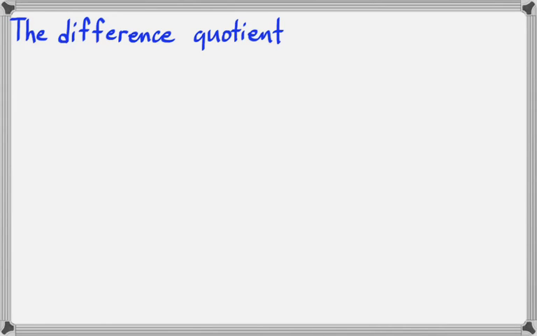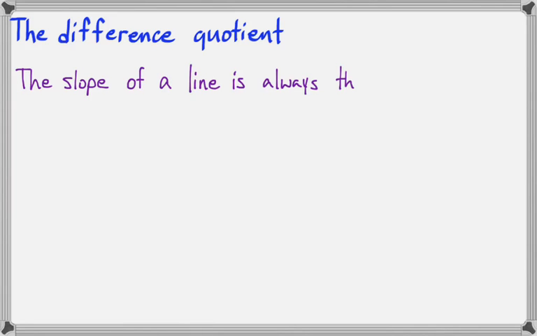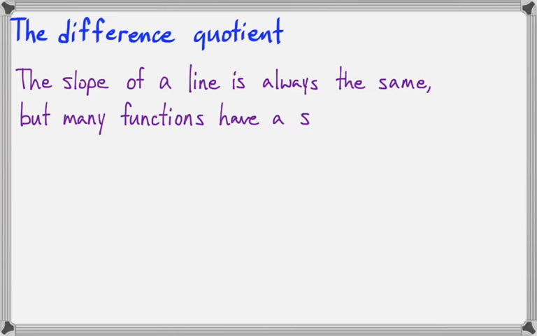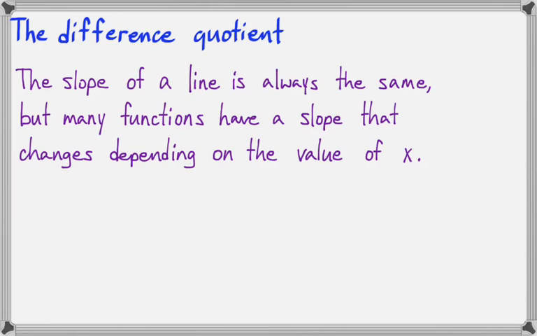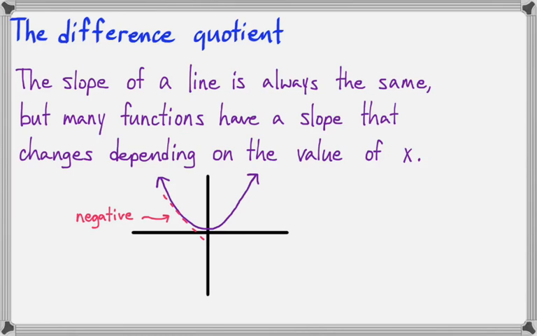In this lesson, we're going to talk about the difference quotient, which is kind of an updated, sophisticated slope formula. Now, the slope of a line is always the same, but a lot of functions are not straight lines, and they have a slope that changes depending on the value of x. Here's one, and you can see that for this parabola, if you look at the left side, it has a negative slope, and if you look at the right side, it has a positive slope. So clearly the slope is not the same everywhere on this graph. It's changing.